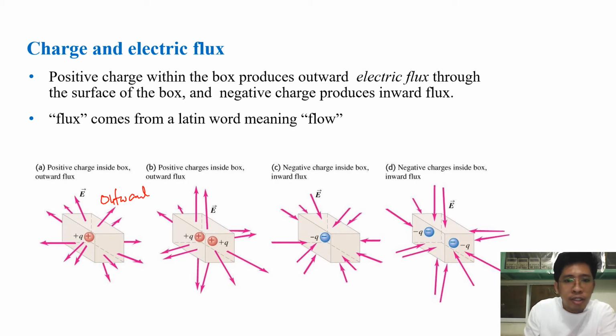Okay, if you double the charge inside the box, you have a double of your flux. If you have a negative charge inside the box, you have an inward flux. And if you double the negative charge inside the box, you have a double inward flux, meaning there's a double flow of electric field lines into the surface of your imaginary box.